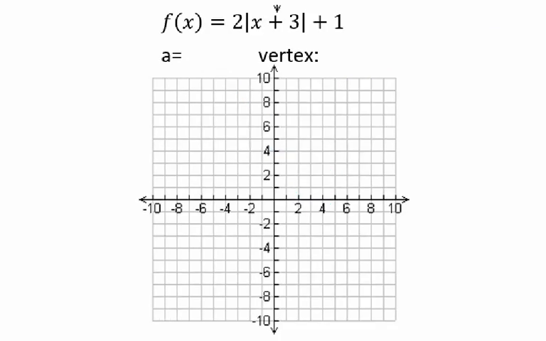Alright, so on this one we do actually have an a different than 1. Our a is 2, and our vertex, remember the x value, we're going to do the opposite sign of what we see, so negative 3, and then a positive 1. So I'm going to go ahead and plot my vertex at negative 3, 1.